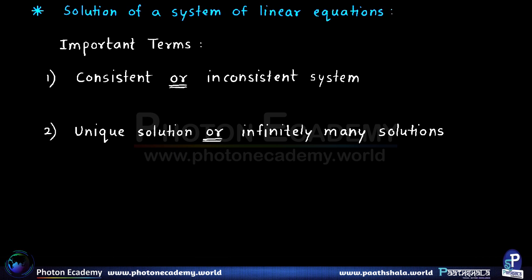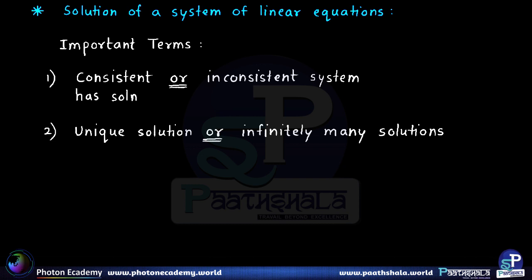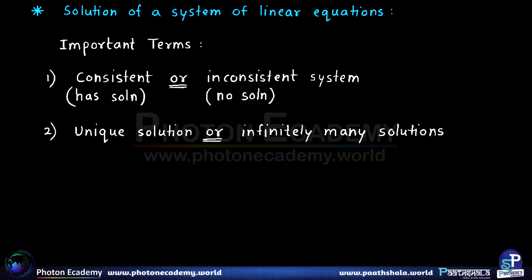The first is whether the system is consistent or inconsistent. By consistent we mean that the system has some solution. So when a system has some solution, that system is said to be a consistent system. On the other hand, if there is no solution to the system, then we say that the system is inconsistent. And secondly, if the system is consistent, that is, if it has a solution, then either it may be a unique solution or there might be infinitely many solutions.